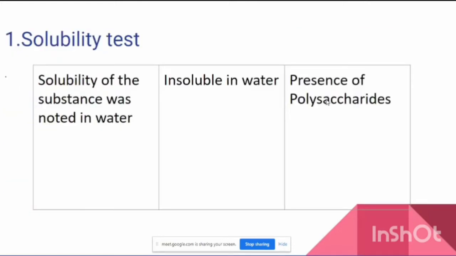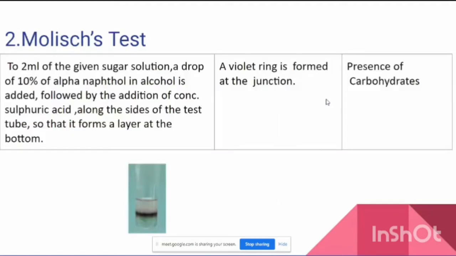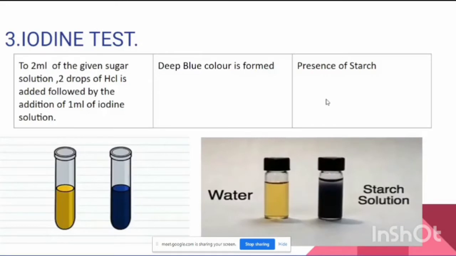So the first test is the solubility test. The solubility of the substance is noted in water, and starch we know is a polysaccharide. So we will observe that it is insoluble in water and we will infer the presence of polysaccharides. And the next test is Molisch's test. Molisch's test is performed to identify the presence of carbohydrates, and since starch is a carbohydrate, we get a violet ring at the junction of the liquids.